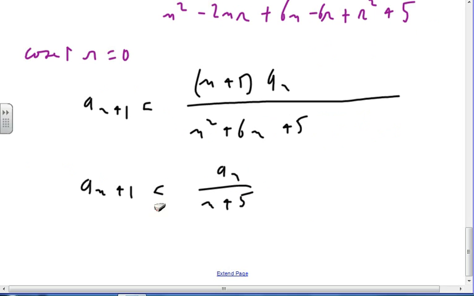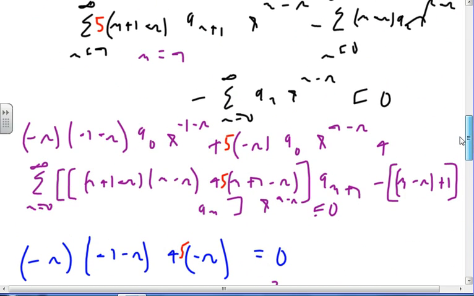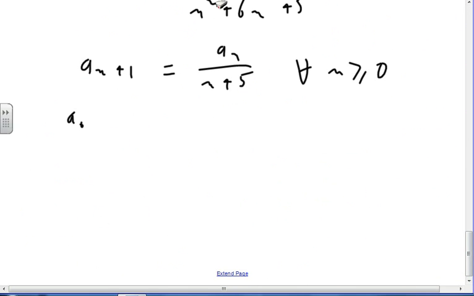All right, well, now we have a recurring formula. We find that a0 is arbitrary, and this is for all n greater than or equal to 0. Why is that? Well, because the summation goes 0 to infinity. So that's why it goes 0 to infinity. Okay, a0 is arbitrary. a1 is equal to a0 divided by 5.